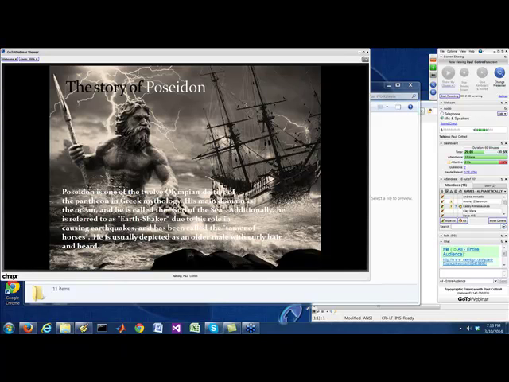So the idea of Poseidon, why I named the software Poseidon, is because we're trying to model the market and show the wave pattern in 3 dimensions of the market. And you can almost imagine the trader is the boat, surfing the wave that Poseidon actually creates.